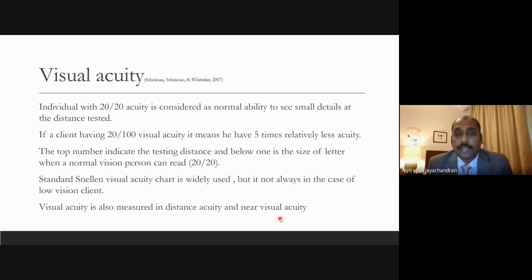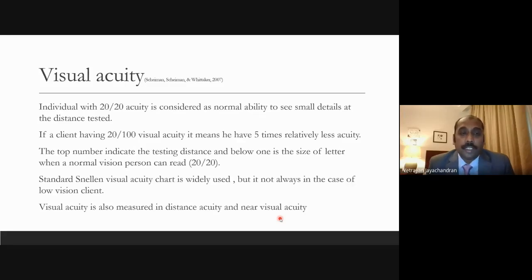So as per the classification of ICD-11, visual acuity means the person's ability to see small details in an object from a particular distance. So if a client has 20/100 visual acuity, it means he has relatively five times less acuity when compared to a normal person.